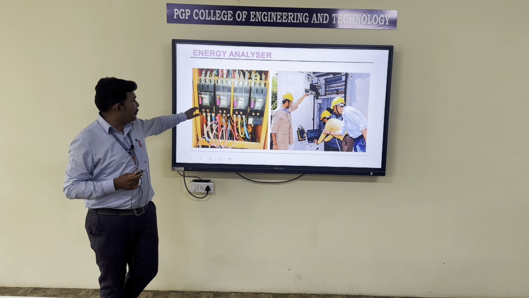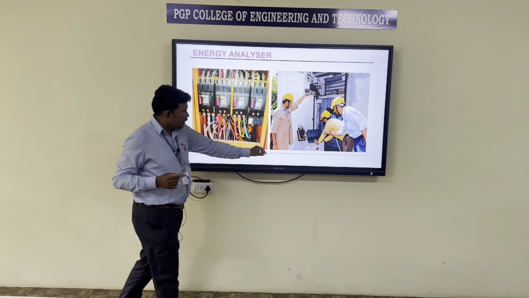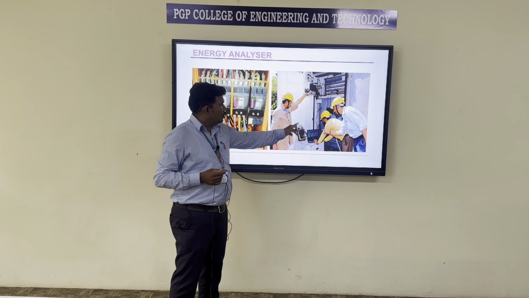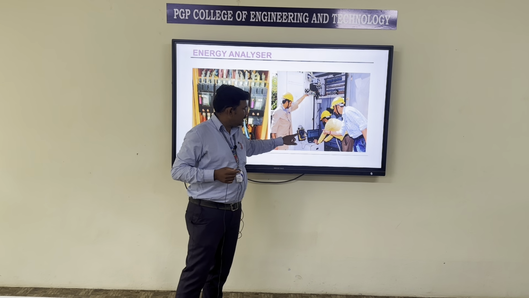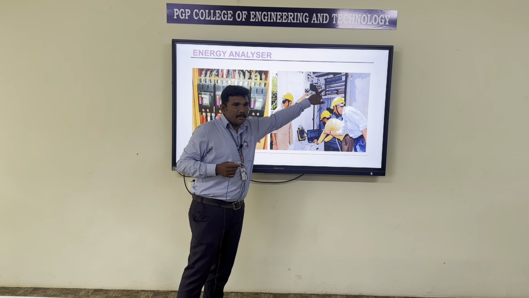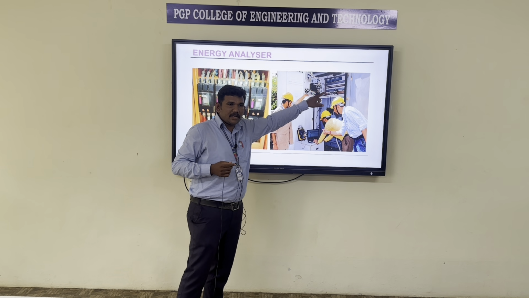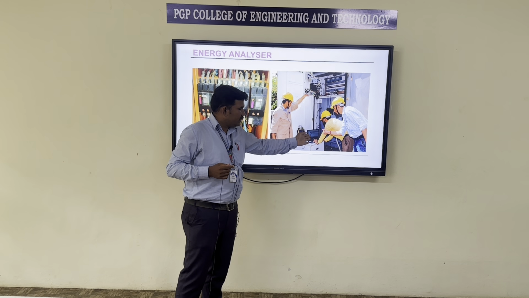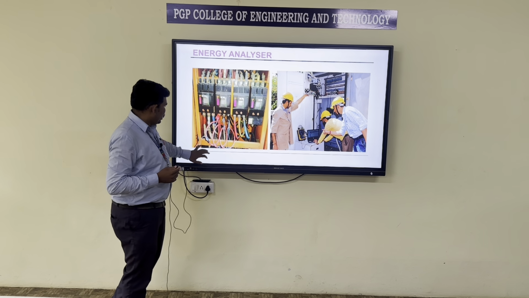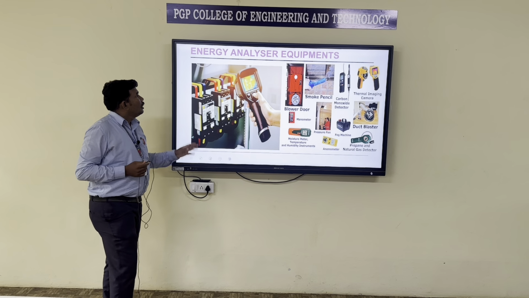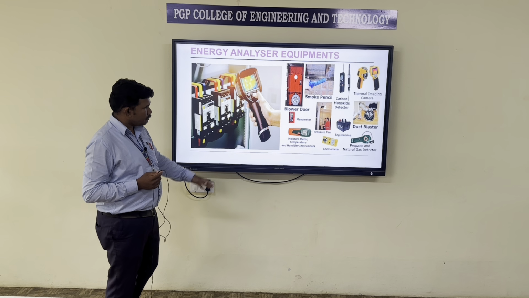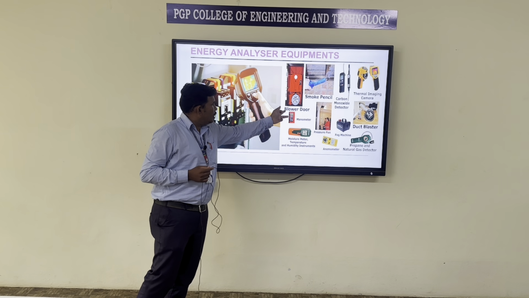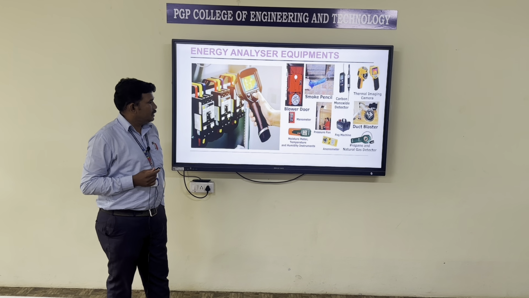This is the panel with R, Y, B. This device is said to be the energy analyzer. The input is given to the energy analyzer, and from it, the data coming in, the current, voltage, real power value, reactive power value, frequency, impedance, everything is transferred to the laptop in digital format. Other equipment includes the thermal image camera, blower doors and smoke pencil.